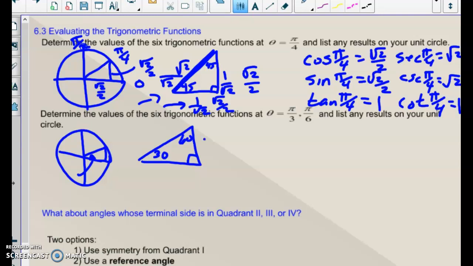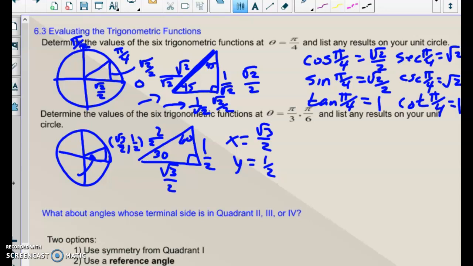The ratio of the sides were 1 to square root 3 to 2. But we know that this is on a unit circle, so we have to divide everything by 2. And we get an x value of the square root of 3 over 2. We get a y value of 1/2. So if I go to my unit circle, this point right there on my unit circle is root 3 over 2 comma 1/2.